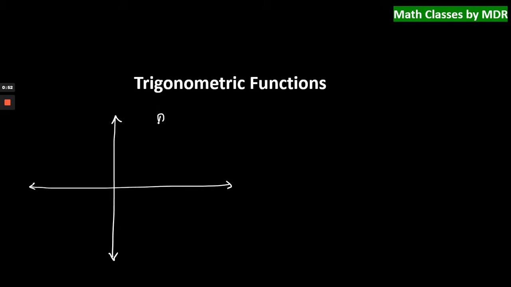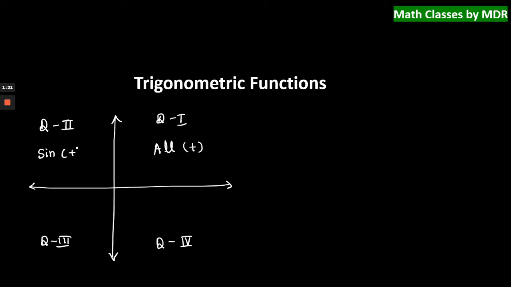So this is called quadrant 1 and this is known as quadrant 2. That means from 0 to 90 is known as quadrant 1, 90 to 180 is known as quadrant 2, 180 to 270 is known as quadrant 3, and 270 to 360 is known as quadrant 4. So in quadrant 1, all trigonometric ratios are positive, and in quadrant 2, sine is positive.